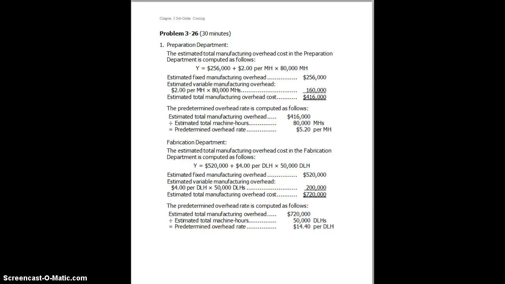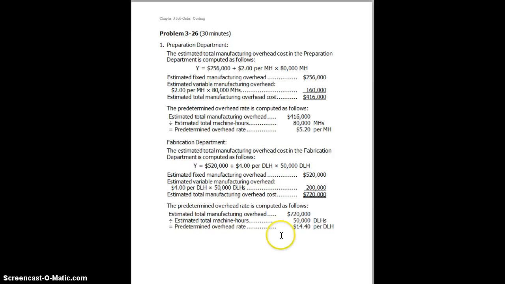In this problem, we were required to do parts 1, 2, and 3. Part 1 asks us to compute the predetermined overhead rate during the year in the preparation department, and also the predetermined overhead rate in the fabrication department. Part 2 asks us to calculate the total overhead cost to be applied to job 127. Part 3 asks us for the total cost for job 127, and if the job contained 25 units, what would be the unit product cost.